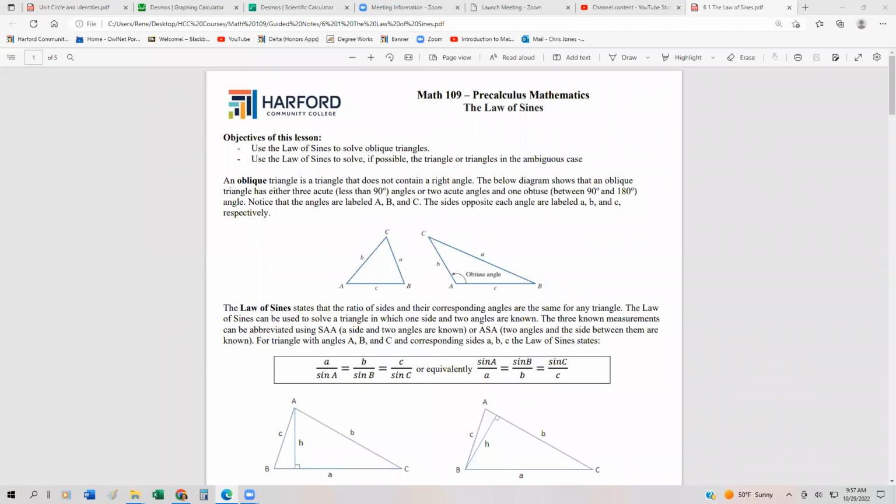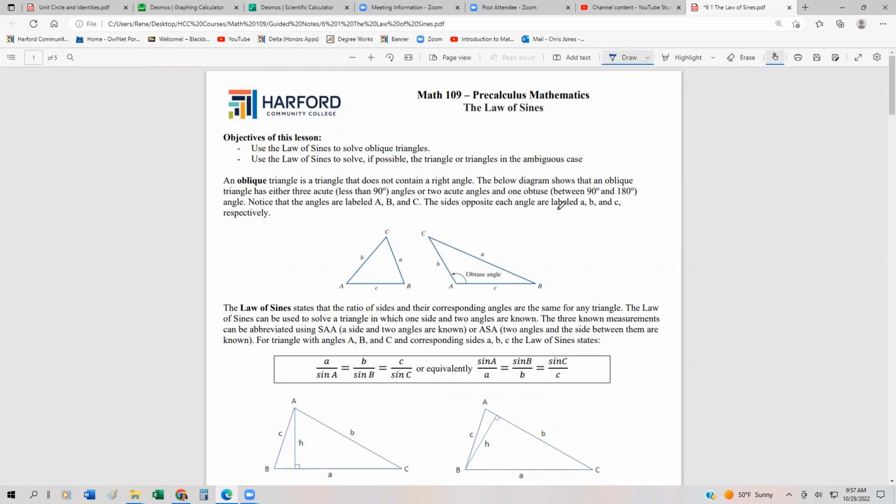We're going to take a look at something called the law of sines in this video series. The law of sines is going to help us solve triangles that aren't necessarily right triangles. So we're going to use the law of sines to solve oblique triangles. And then we're also going to take a look at something called an ambiguous case, where we might have more than one possible triangle that arises from given conditions.